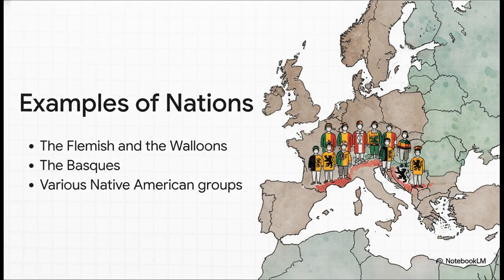For instance, think about the Flemish-speaking people in Belgium or the Basque people, whose culture stretches across parts of both Spain and France. These are distinct nations. And the critical point is that their shared identity exists completely separate from any political borders. They are a people, even if they don't have their own country.